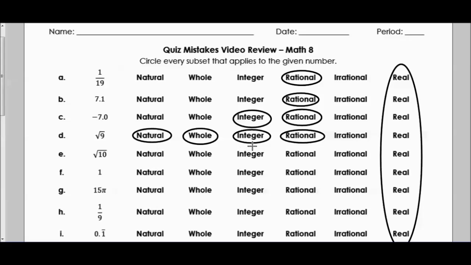This next one's a decimal that doesn't stop and goes on forever. Anytime we take the square root of a non-perfect square, 10 is an example of a non-perfect square, we get a decimal when we do the square root. That's an irrational number. 1 is a natural number, that's a counting number. Anytime it's a counting number, it's also all of the ones next to it. It's a whole, integer, and rational number.